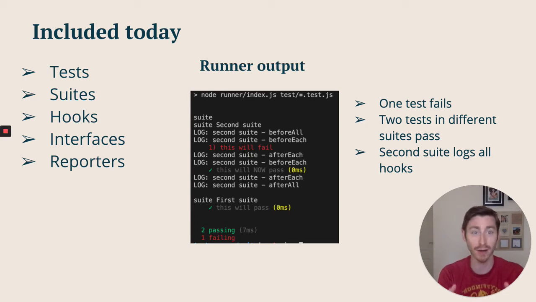We're just going to be looking at the core mechanics of getting a test runner to work with passes and failures and hooks. On the right side, you can see the output from our runner. It's going to include one test failing. There's going to be two tests in different suites passing, and the second suite is going to be logging all of the hooks. So you can see we're going to have a before all, a before each, an after each, and an after all. So that's what we're going to be working on today.